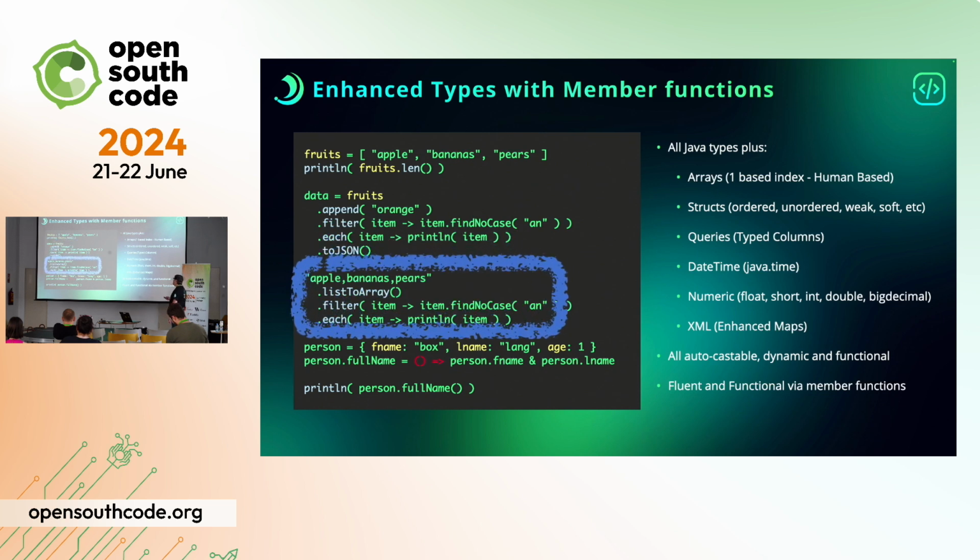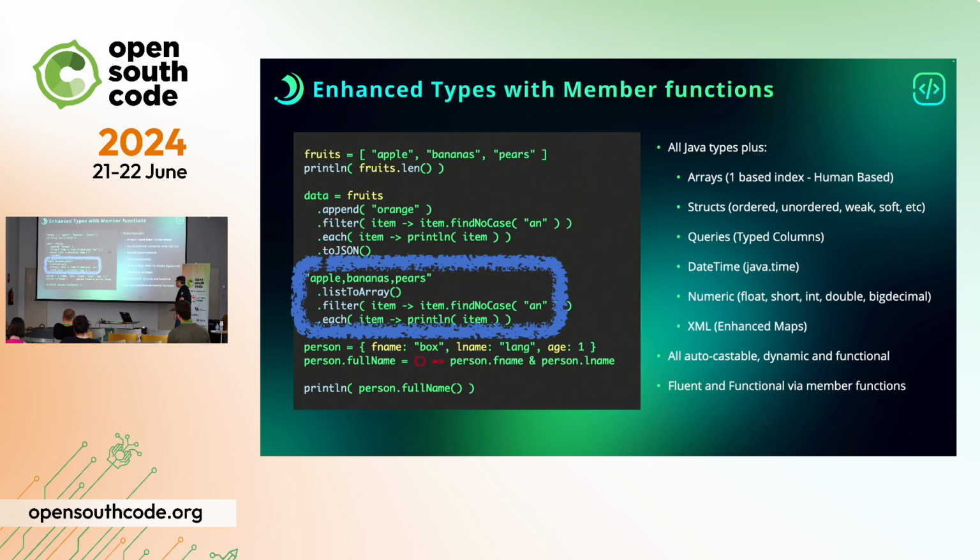I can say, fruits, I want to append a new fruit. Then I want to filter. You can see I'm using lambdas to even define how those fruits are going to be assigned. And then for each fruit, I can print it. And then I can even convert that fruit to JSON. And that was important. JSON is always available to you. There's nothing magical to do. Every type is convertible to JSON.